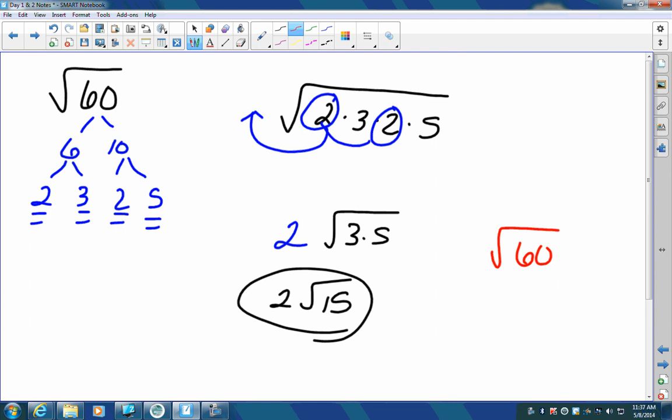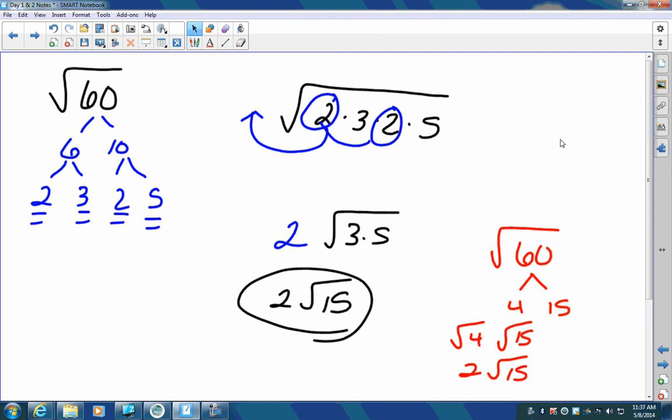If you do the square root of 60 and you look for a perfect square, that is also 4 times 15. The square root of 4 and the square root of 15. That's also how you can come up with 2 square root of 15. We will be doing more tomorrow on square roots.